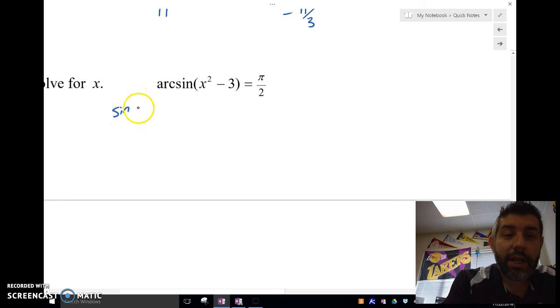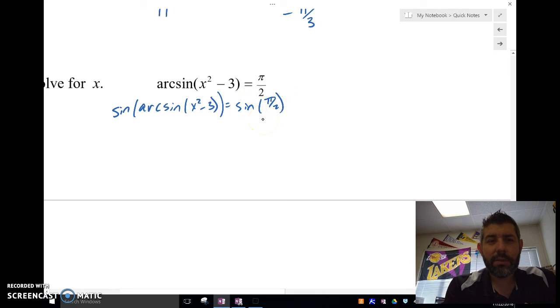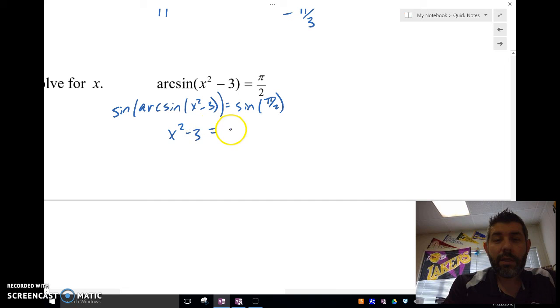So we're signing both sides. It's kind of weird, sine both sides. Sine and arcsine cancel each other out, and I get sine of pi over 2, which is 1. And x squared equals 4, so x is equal to plus or minus 2.